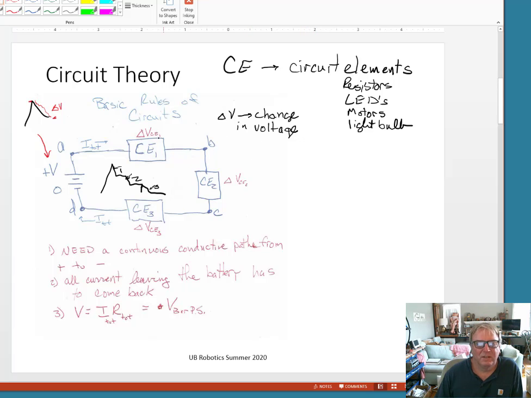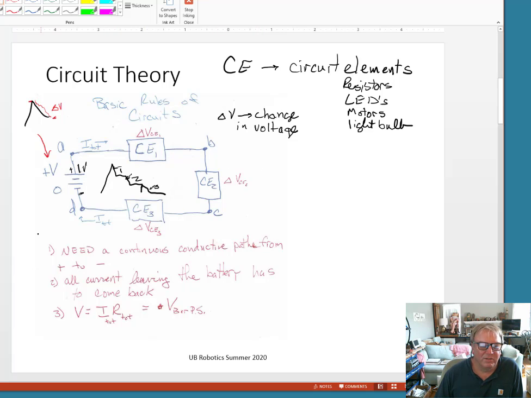Okay, so we have the idea of circuit element and the delta V. So each element has its own change in voltage from one end to the other. And the idea is that if you didn't have a change in voltage, you couldn't have any current flowing. And then the battery has its own delta V. And we generally think of it as if it's a 1-volt battery, then we say it's plus 1 volt here and 0 at the negative end of the battery. So the little line is the negative and the big line is the positive, like so.